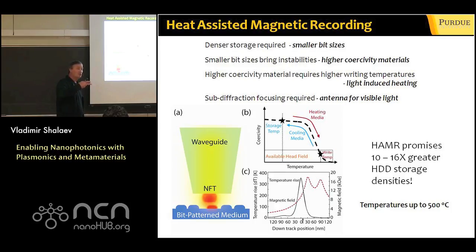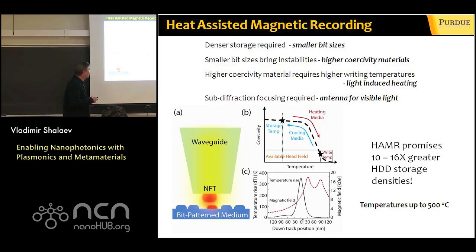So the idea to record information in a denser way is to use this heat-assisted magnetic recording. You locally heat a very small grain, coercivity drops, then you apply the magnetic field, and you flip the magnetic moment. That's the way to record it. But to accomplish this local heating, you need a near-field transducer, basically an antenna, which would allow you to very locally heat up your magnetic grain.